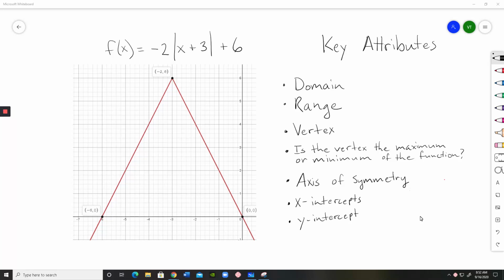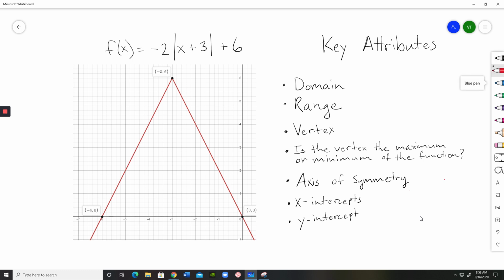All right, here is a second example for identifying the key attributes of an absolute value function. And so here we go. We're going to jump right into it. We have the function f(x) = -2 times the absolute value of (x + 3) + 6. All right, and you can see it's graphed here using Desmos.com. And let's jump right into it.